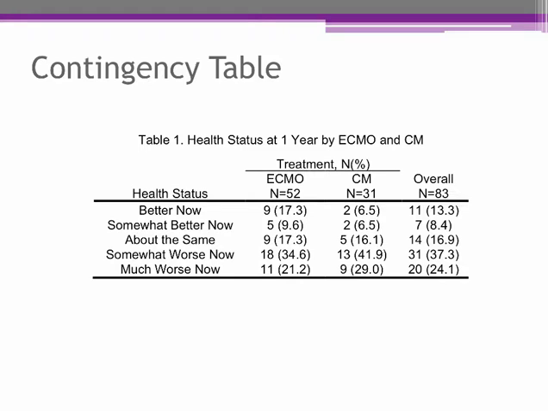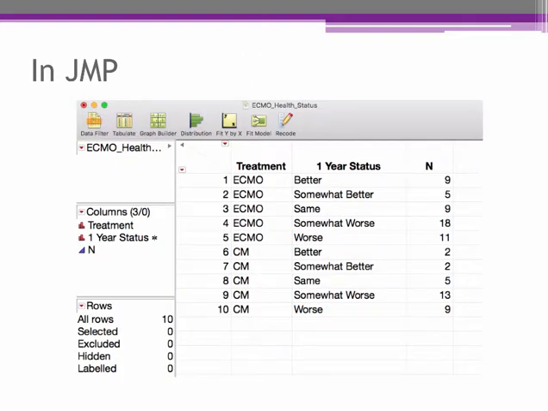We had this contingency table, so this showed all of the proportions by group. This was what our JMP data table looks like. We have 2 treatment groups and 5 responses. That gives us 10 cells, which then gives us 10 rows.